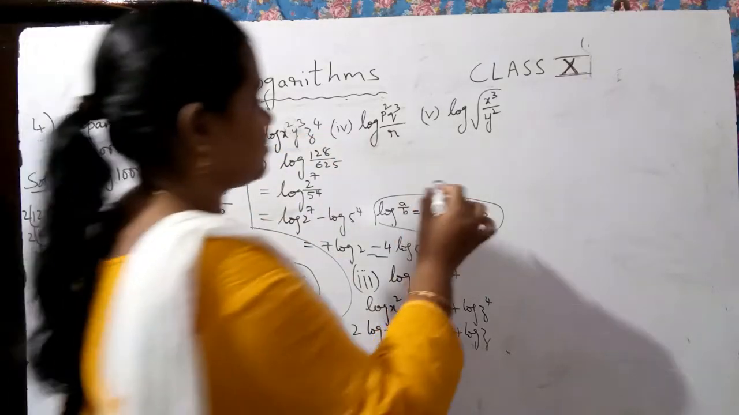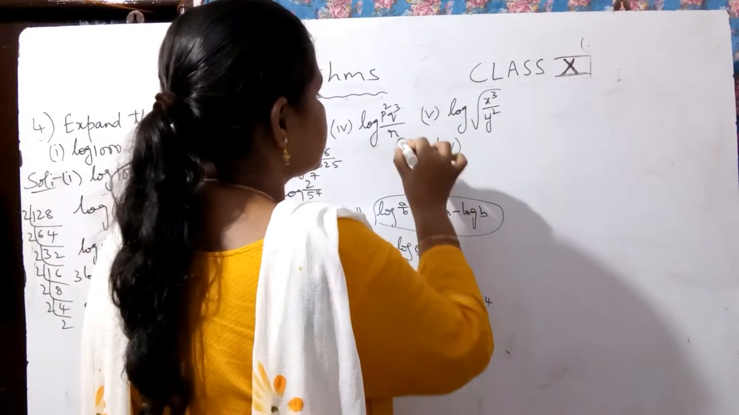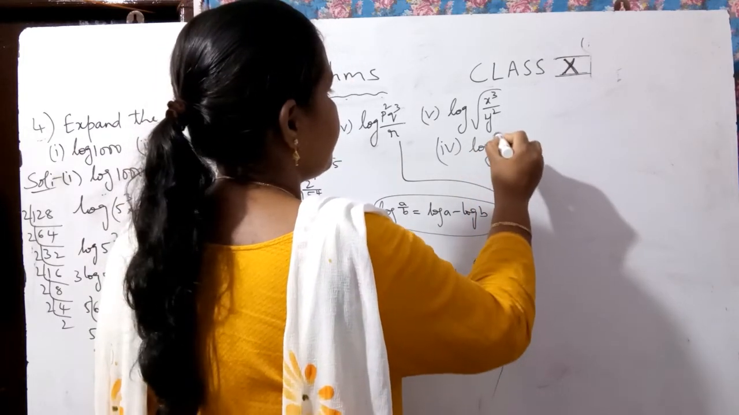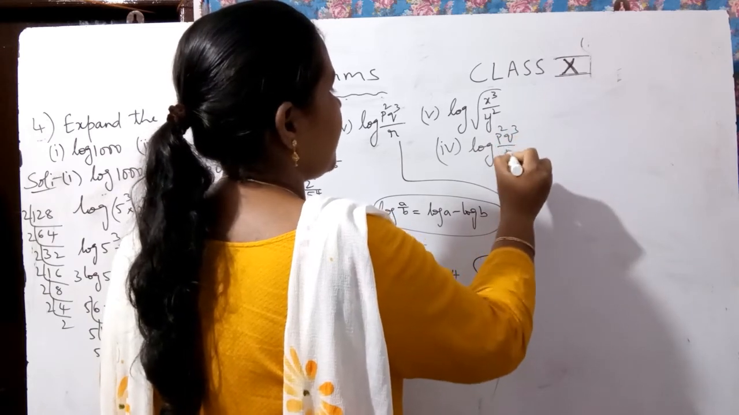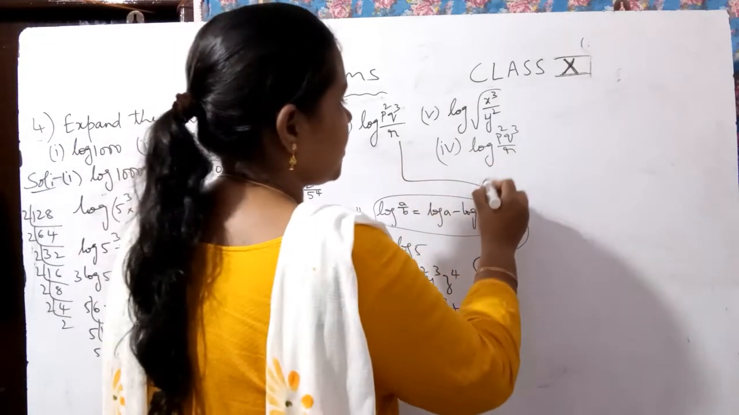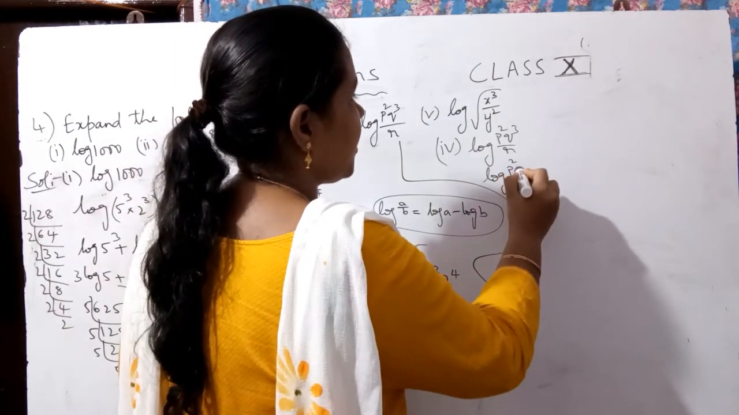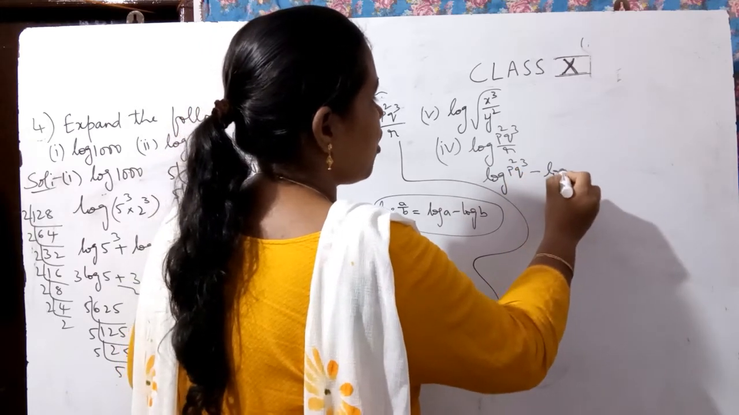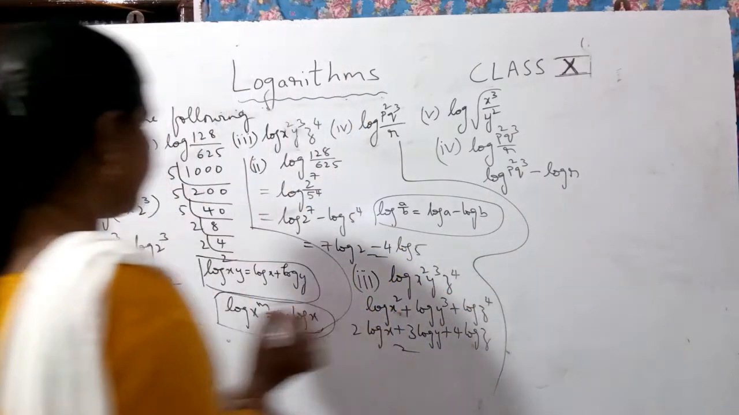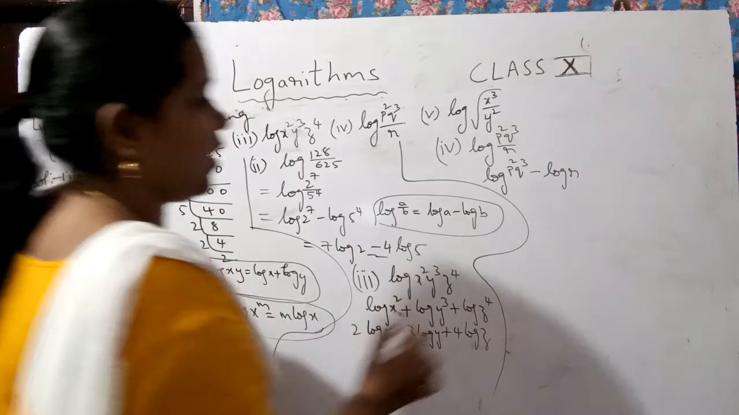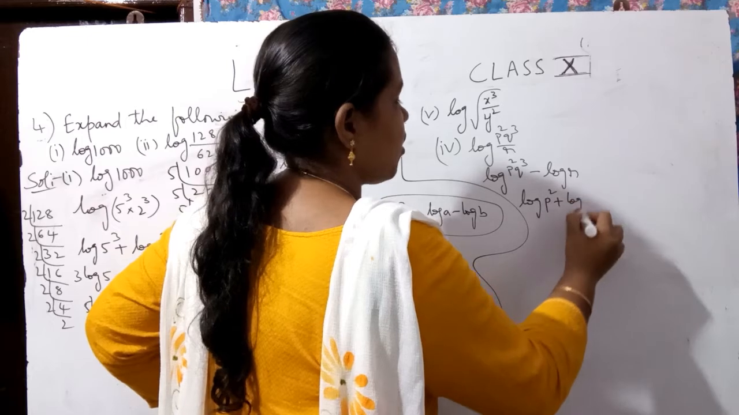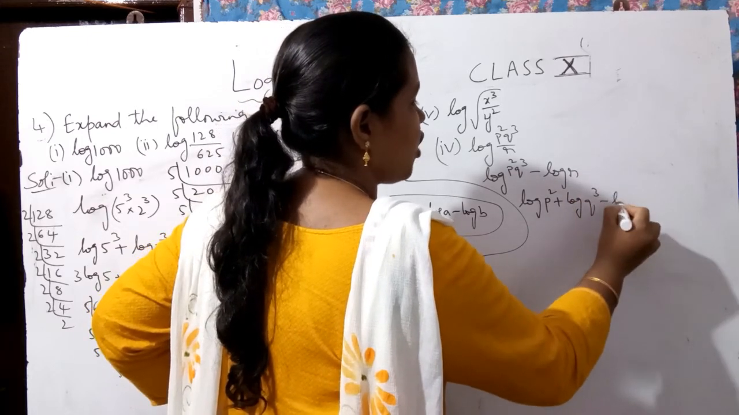Now next let us do the fourth bit. The fourth bit is log p square q cube by r. Again this is in the form of log a by b, so I have to write it as log a minus log b. So I can write it as log p square q cube minus log r. For p square q cube, again I apply log xy formula, log x plus log y. So log p square plus log q cube minus log r as it is.